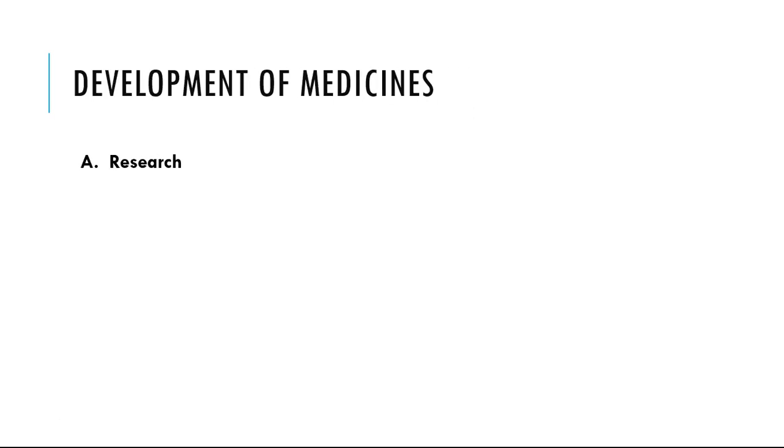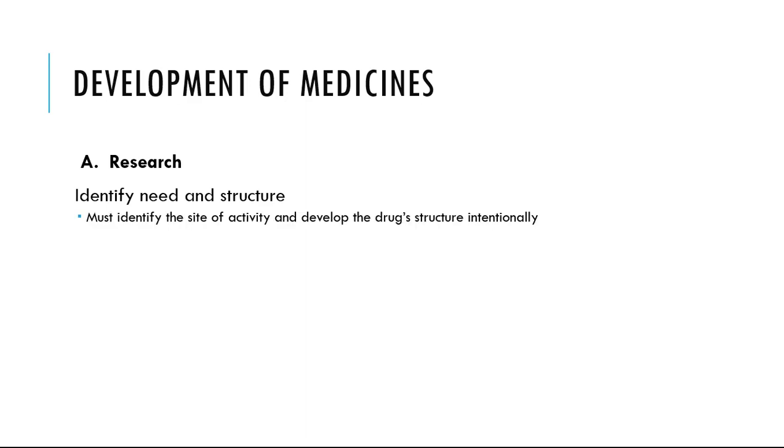So when we develop medicines, there are several major phases. Research: first we have to identify the need and the structure. So we need to identify the site of activity in the body that we're trying to target and then develop the drug structure intentionally. For example, if we're trying to block a certain receptor, it would help to know what kind of molecule normally binds to that receptor. We have to synthesize the drug and then get the yield of the drug and then extract and purify it. When we're going through that synthesis process, we obviously want to find a synthesis that will give us a really high yield of the drug with as little waste as possible.